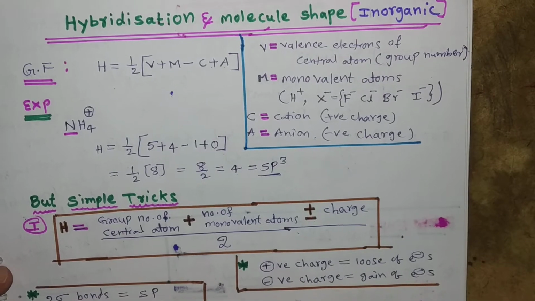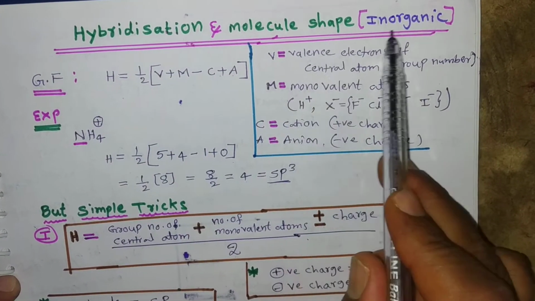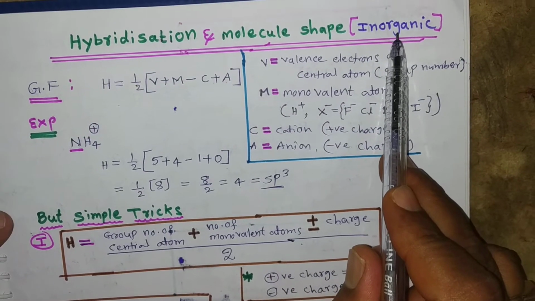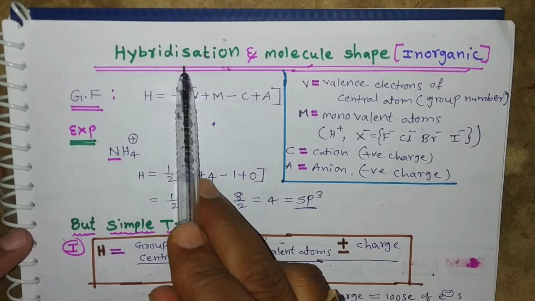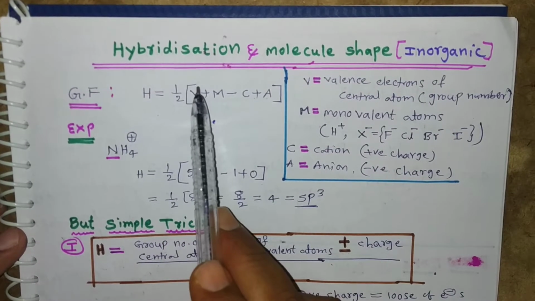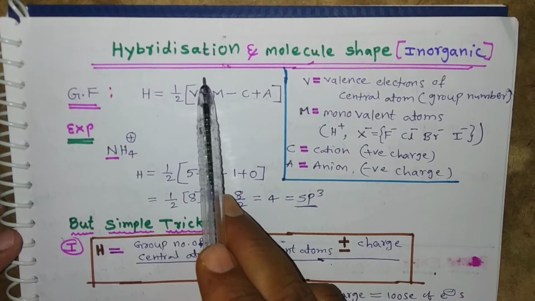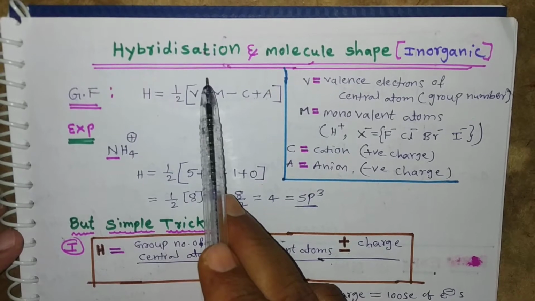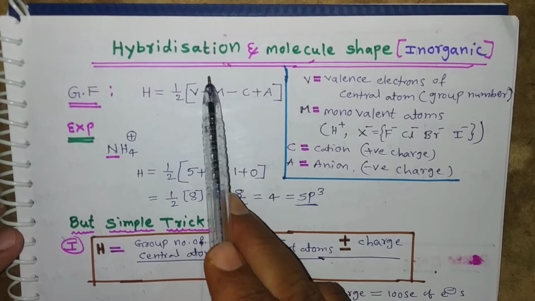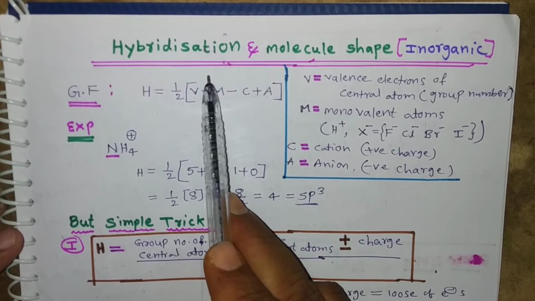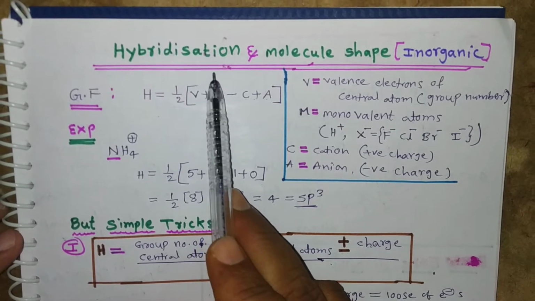Now discuss the hybridization and molecule shape for inorganic compounds. What is the definition of hybridization? The same energy atomic orbitals participate in intermixing to give the same energy new identical orbitals called hybrid orbitals. This process is called hybridization.